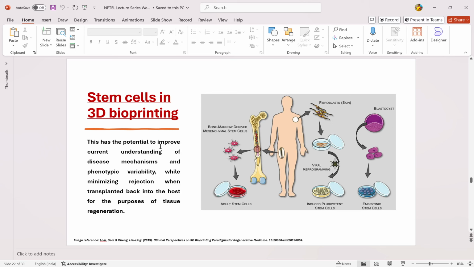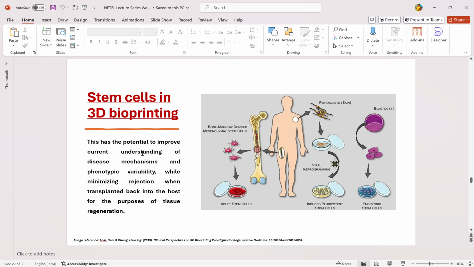So what the stem cells in 3D bioprinting are, you can see that from the bone marrow you have collected bone marrow derived mesenchymal stem cells. So these are your adult stem cells. Or from skin you can take fibroblasts. If you're taking fibroblasts, you have to make them into stem cells. So what you will do, you will viral reprogram it. You're using a virus to reprogram it to cause some mutations in this fibroblast so that they become induced pluripotent stem cells. Or you can get embryonic stem cells directly from the blastocyst. So these are different ways you can collect stem cells from an adult human.